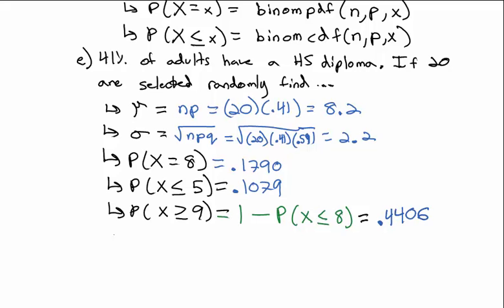0.4406. So the probability that 9 or more people had a diploma is 44%. And so using this process, we can get creative to grab any grouping of people we're interested in studying for this probability problem. So that's the binomial. What's the probability that x out of n are a success?